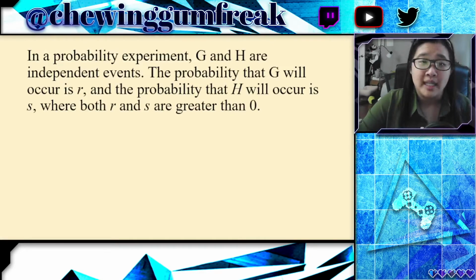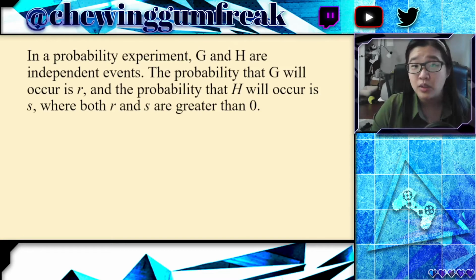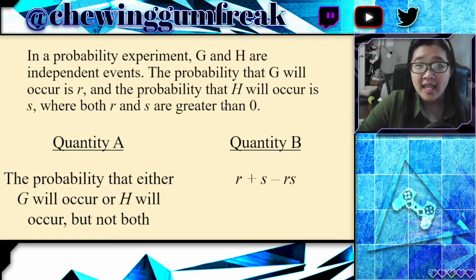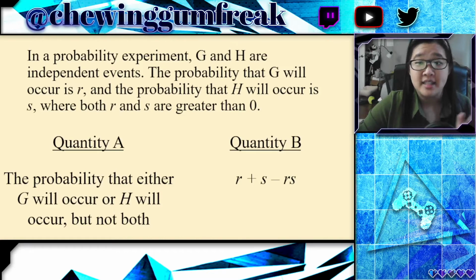So one thing that I want to do is go through a few example questions, and we have one here. This one says, in a probability experiment, G and H are independent events. The probability that G will occur is R, and the probability that H will occur is S, where both R and S are greater than 0. Okay, so for this question, it has a little bit of a setup, and then we are given the two quantities. Quantity A is the probability that either G will occur or H will occur, but not both. And then quantity B is R plus S minus RS.